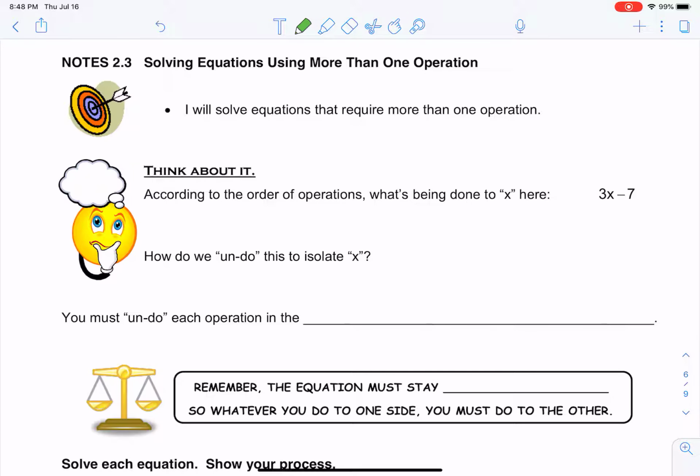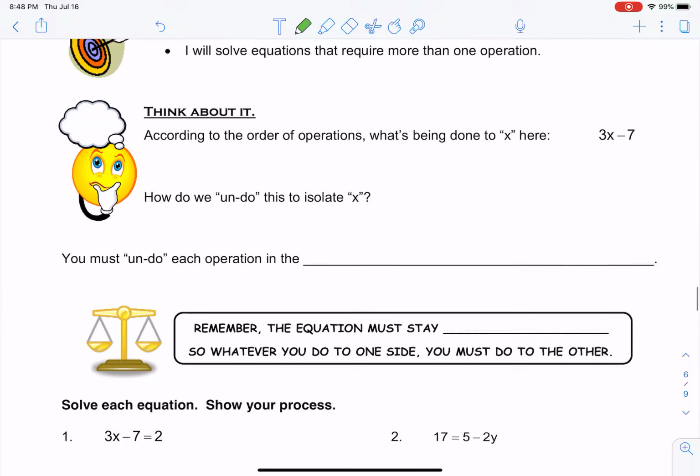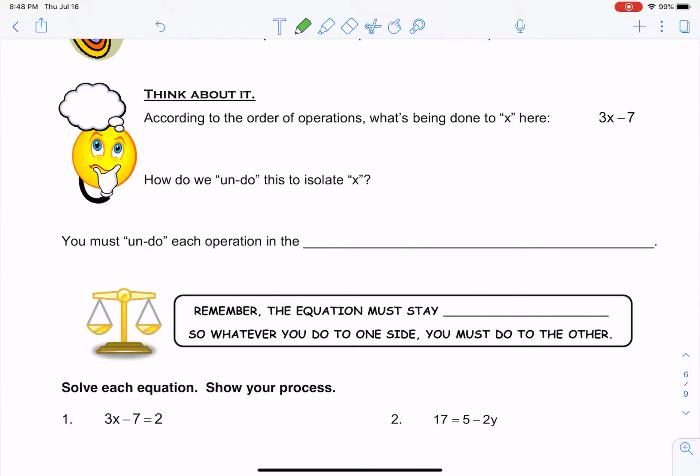Today you're going to be solving equations that have more than one operation. So that could mean 2, it could mean 3, but multiple steps going on, so it's really important to show your work. So what I want you to think about today is if this is my expression and I ask you to get that x by itself, what is going on to x right now?